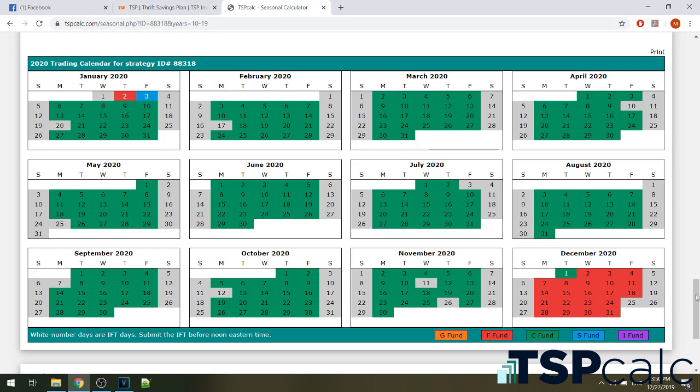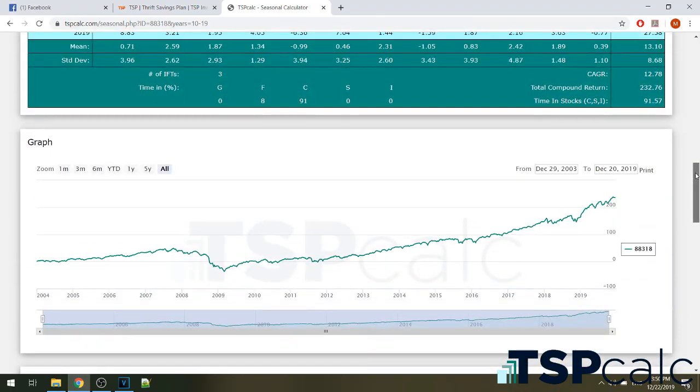Okay? The trading calendar is a very useful tool. You can use this print link right here. If you print from the browser, these colors aren't going to show up. You have to use this print link right here in the corner for the colors to show up.